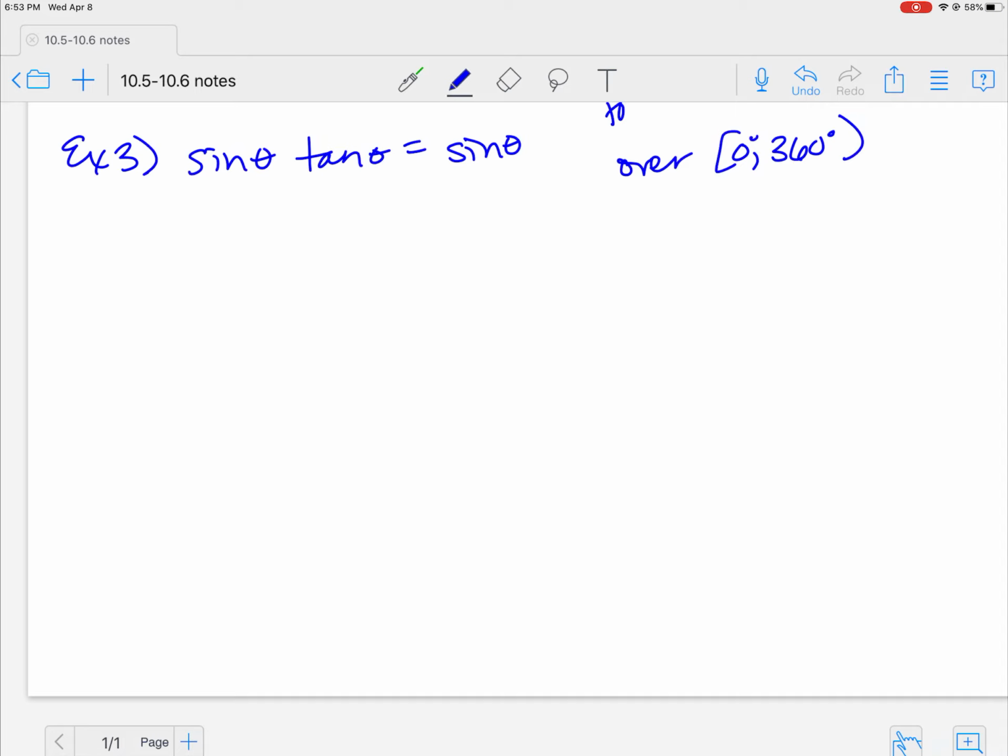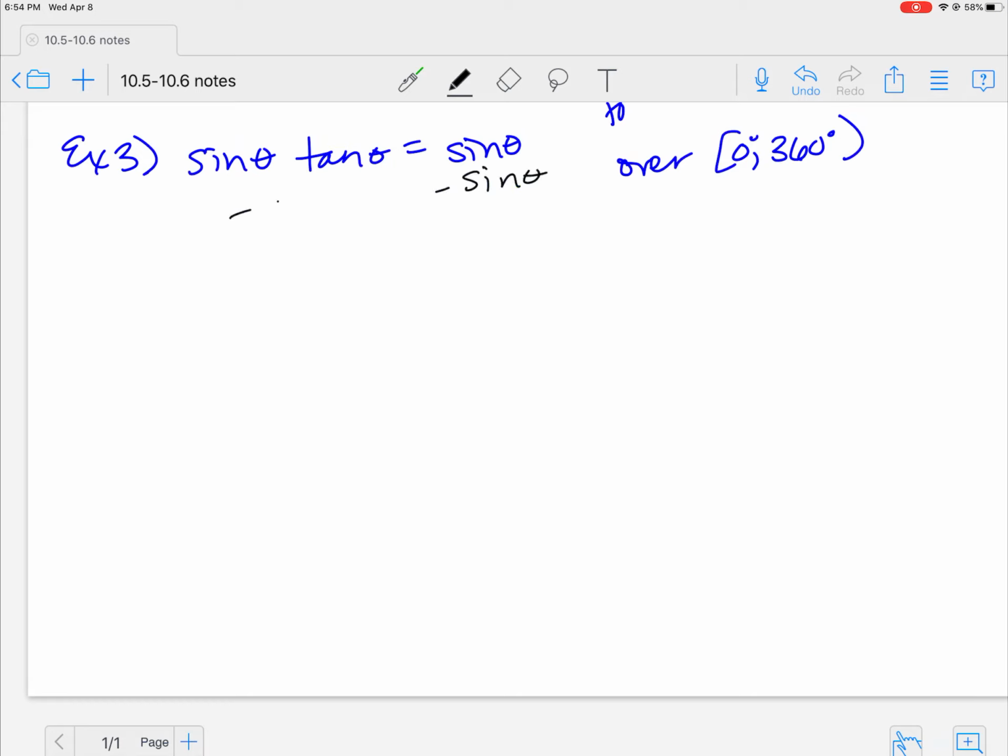Sine theta tangent theta is equal to sine theta, over the interval from 0 to 360. Notice 0 and 360 happen at the same place, so you have a bracket on 0 and it goes up to 360, but not inclusive.